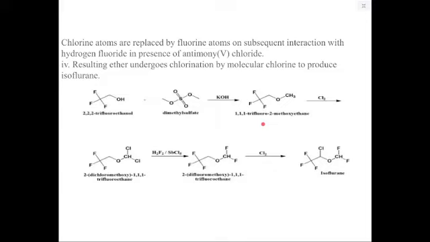Then again, you add chlorine, and once you add another chlorine, you get our isoflurane. Do remember we did mention isoflurane is a positional isomer of enflurane, where the chloro group in isoflurane is in position 2, and in enflurane it is in position number 1.